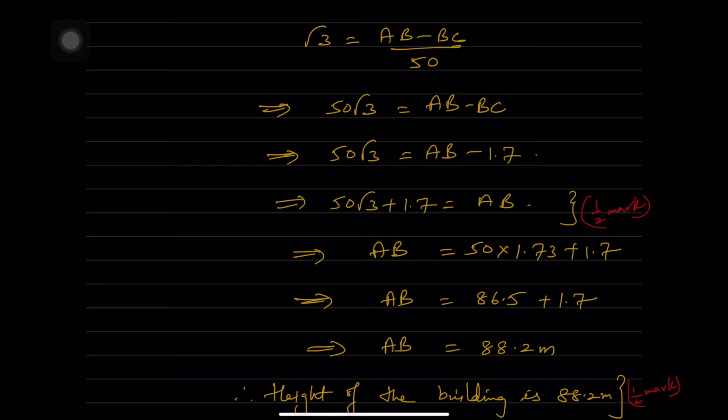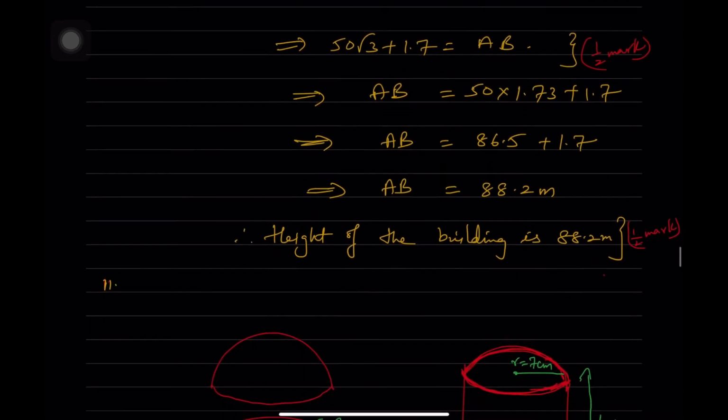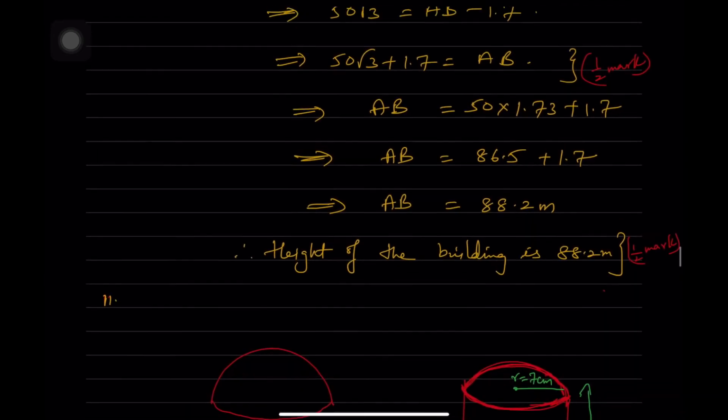So AB is equal to 50 into 1.73 plus 1.7. So AB is equal to 86.5 plus 1.7. AB is equal to 88.2 meters. Height of the building is 88.2 meters.